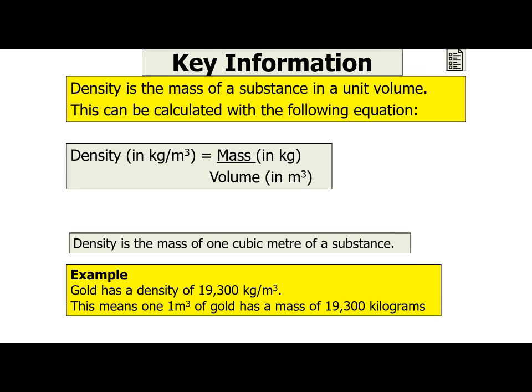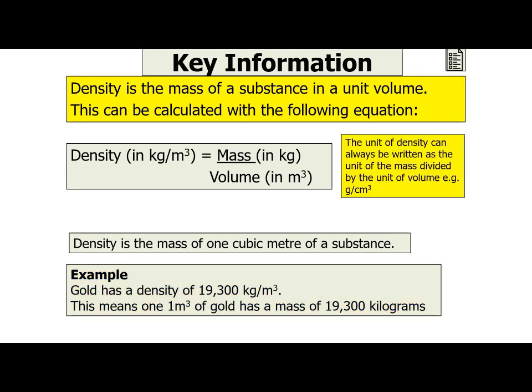Now, the units of density tend to be kilograms per meter cubed, but it doesn't always have to be that. The unit of density can always be written as the unit of the mass divided by the unit of the volume. So if the mass was in grams and the volume is in centimeters cubed, the unit of density will be grams per centimeter cubed.